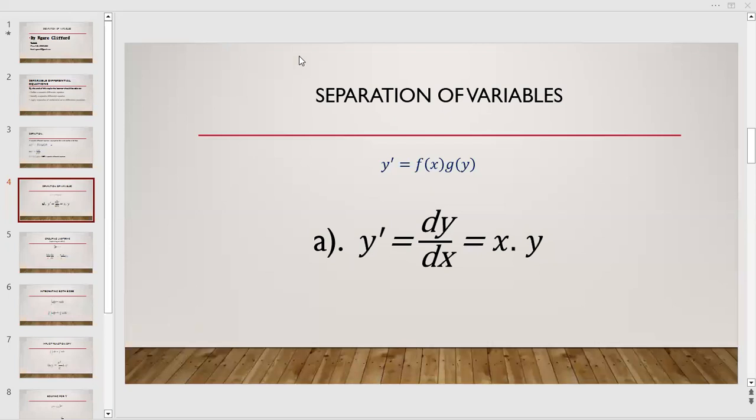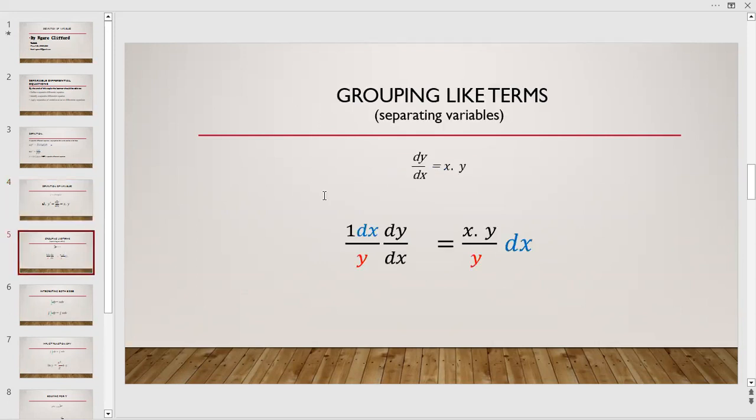Now, in this equation, y prime is the same as dy dx. So what we have done here, we have substituted dy dx in place of y prime, to give us dy dx is equals to x times y. After doing that, we are going to have this slide.